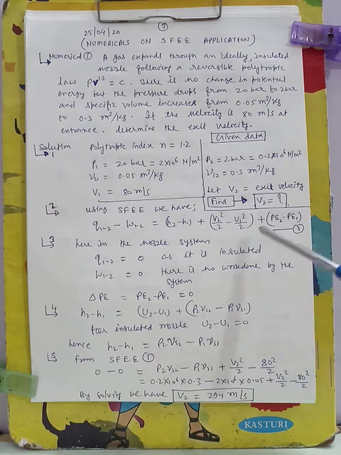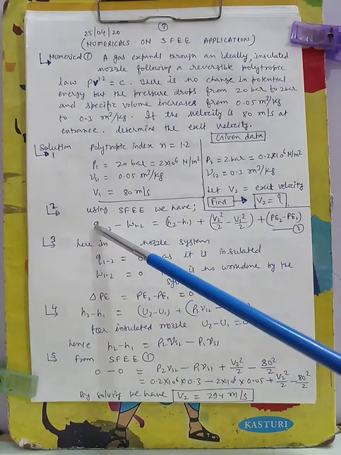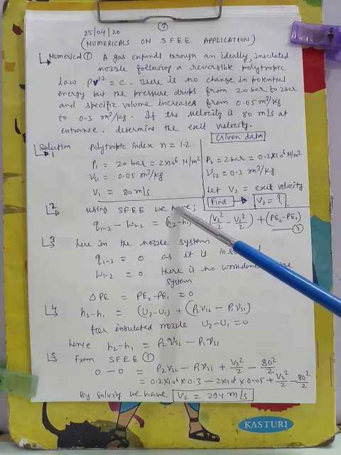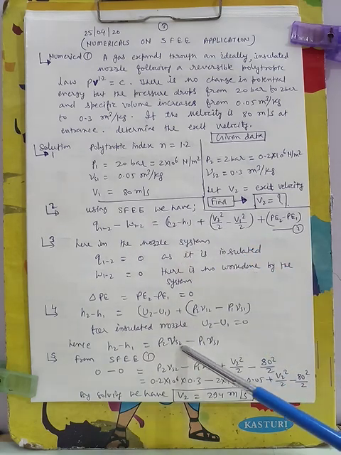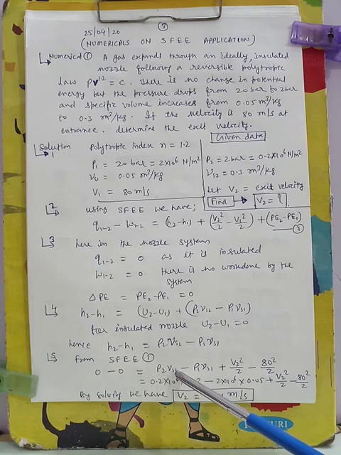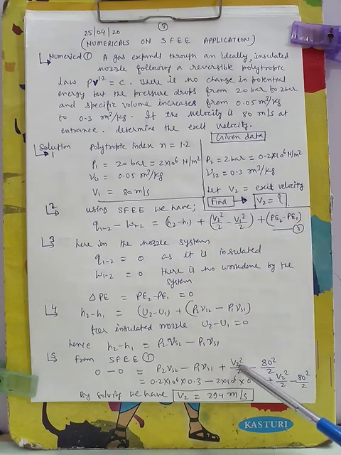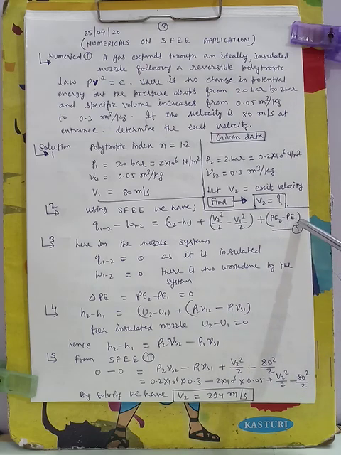So again we come to this equation 1. Here Q12 will be 0, W12 will be 0, and in place of this change in enthalpy we can write change in flow work, P2 Vs2 minus P1 Vs1, plus V2 square by 2, we have to find out, and velocity at inlet is given 80 meter per second, so we are writing 80 square by 2, and Pe2 minus Pe1, change in potential energy is 0, as we have already discussed.